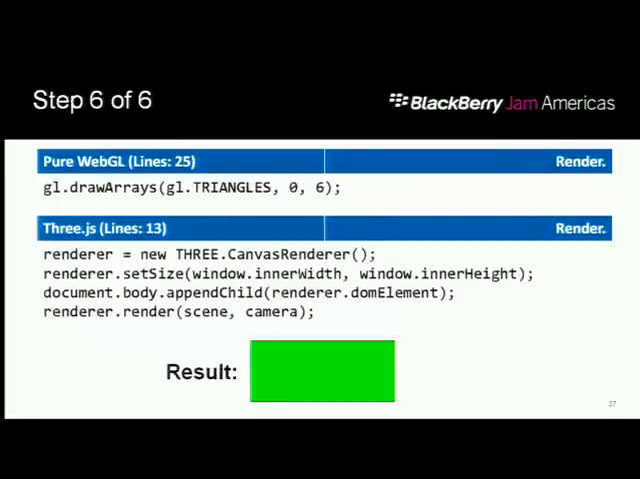Step 6, pure WebGL. We're just drawing our triangle strip or our triangles. And in 3JS, one time we have to set up our renderer. We get it from the canvas renderer. We set its size, and we add it to the body. That's one time. Then we call the render function, and we pass it our scene, we pass it our camera, and it does the rest. It figures out based on the materials, based on the light sources, based on the geometry, how it should be drawing things. End result is the same.